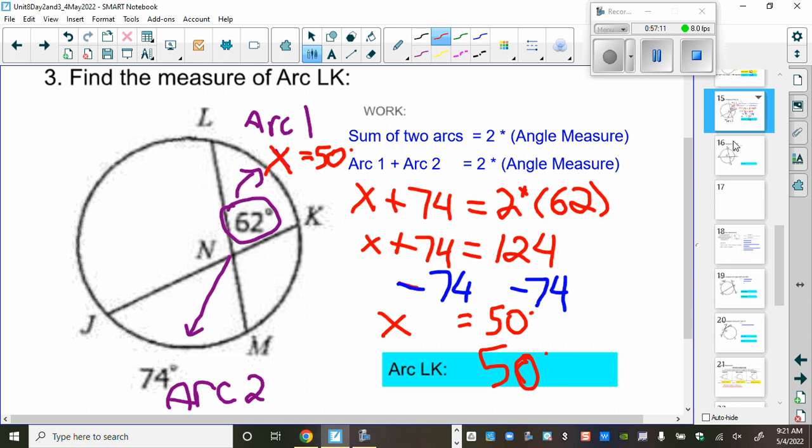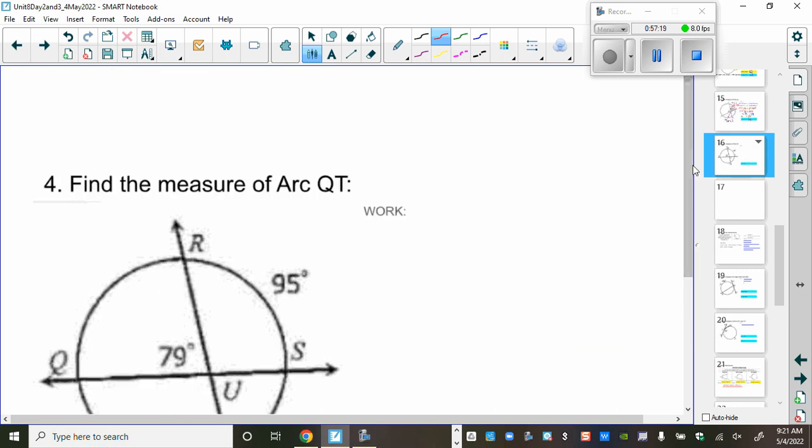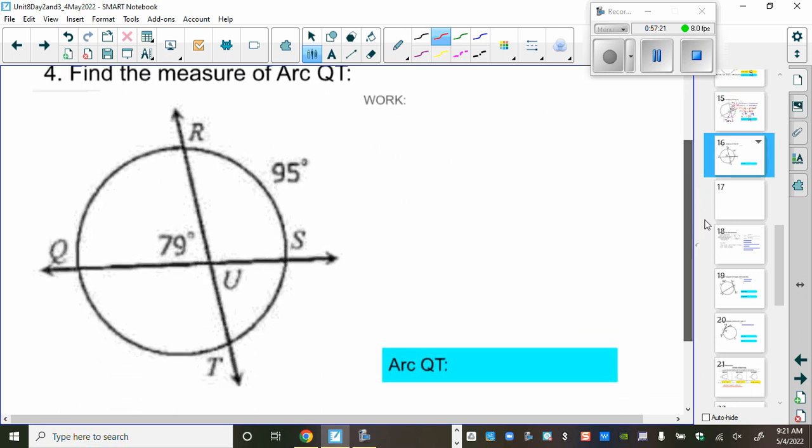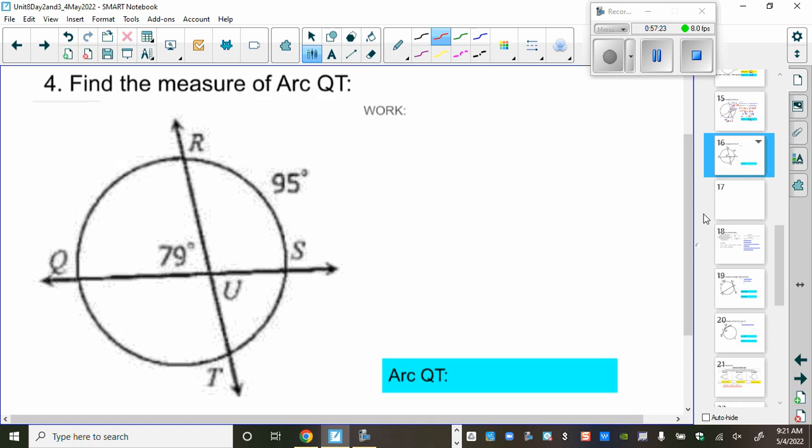Then the last one's going to be similar. The last problem that we do is going to be similar to this problem here. But now there's a little more work to this, but it's not that bad. Because this next problem, here's what they want us to find.